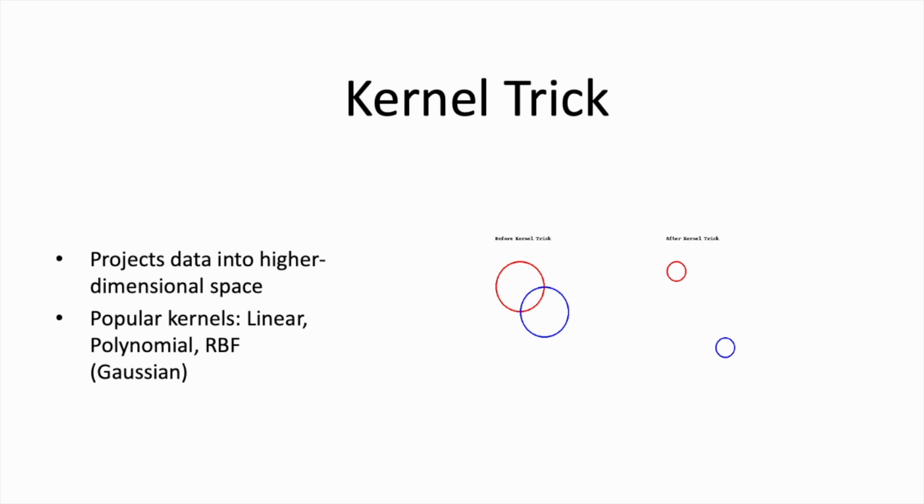The kernel trick is what makes SVM truly powerful. It transforms your data into a higher dimensional space without explicitly calculating the transformation. Popular kernels include the linear kernel, the polynomial kernel, and the RBF, or Gaussian, kernel.